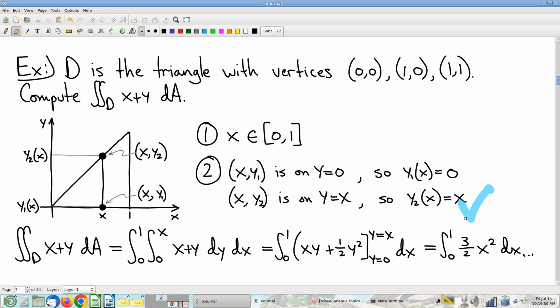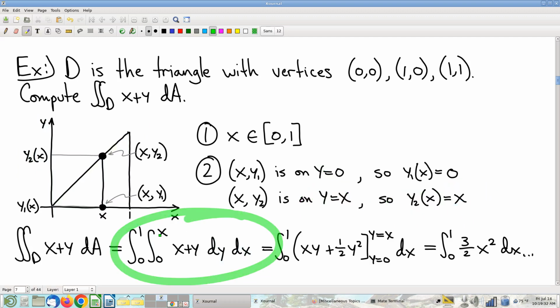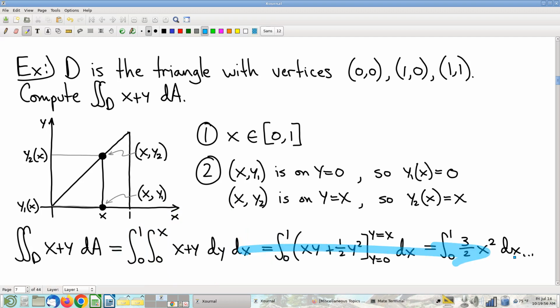And as predicted, we have an iterated integral where the inside bounds are indeed functions of the outside variable. Happens to be an easy, boring function of the outside variable in the lower bound case, but that's fine. It's okay to be a boring function. All right, and then plug and chug computation, blah, blah, blah. Y'all know how to do that.